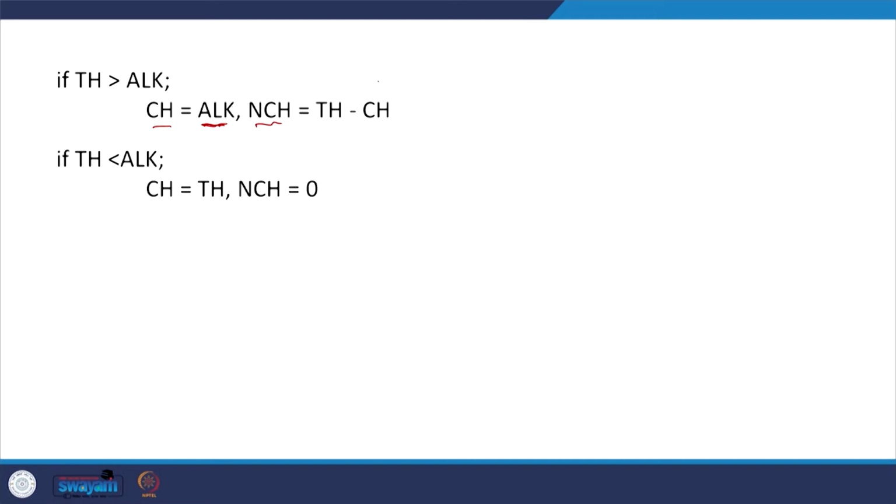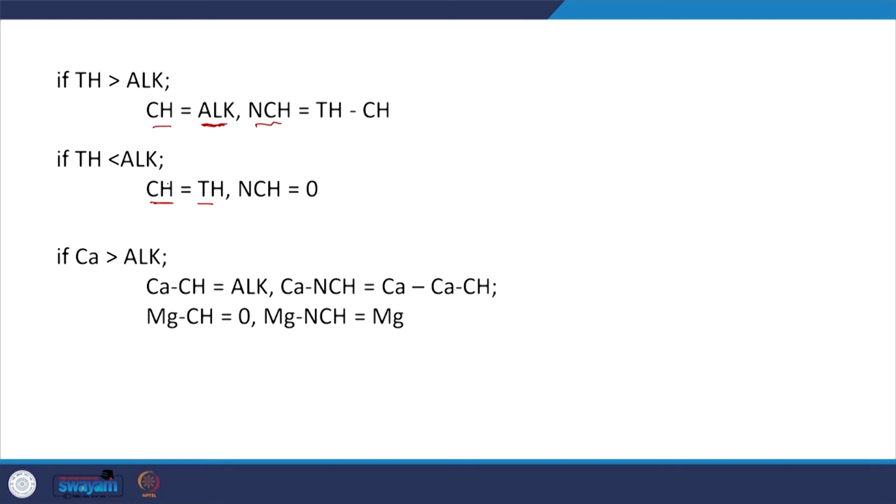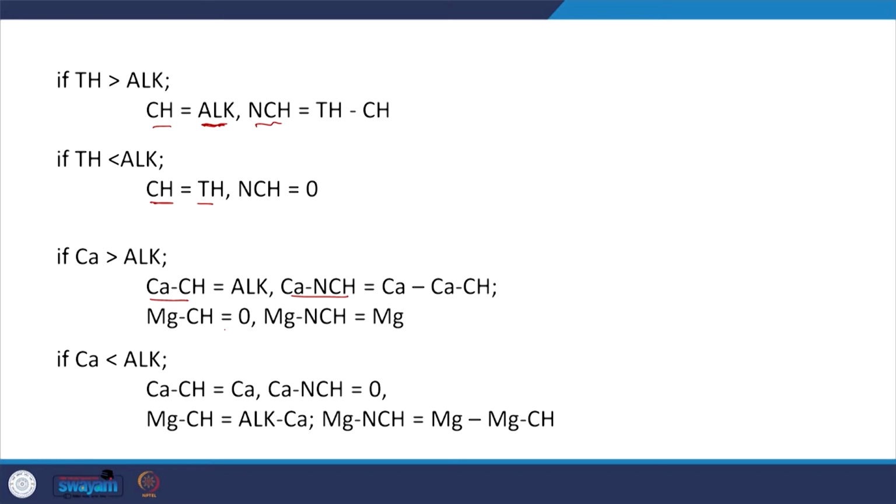And then we moved on to looking at different permutations and combinations. If total hardness is greater than alkalinity, then carbonate hardness is defined by the ones associated with the carbonates, meaning alkalinity, and non-carbonate hardness will be the difference. For total hardness less than alkalinity, all the hardness will be carbonate hardness. In the same case, we looked at differentiation with respect to calcium carbonate hardness, calcium non-carbonate hardness, and so forth. We already discussed this, so I will move on.